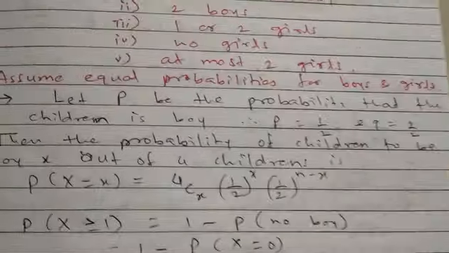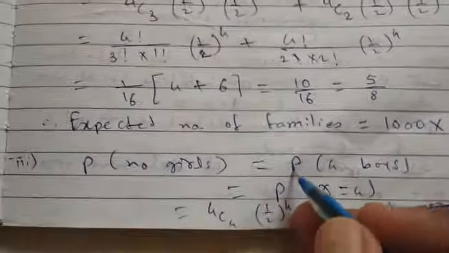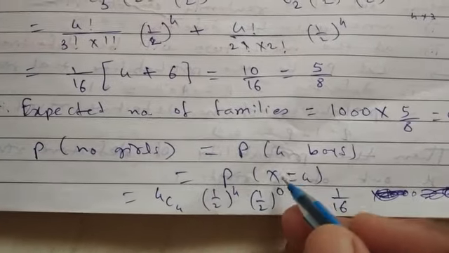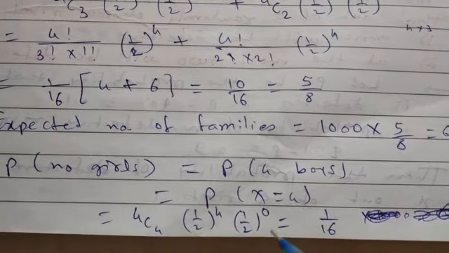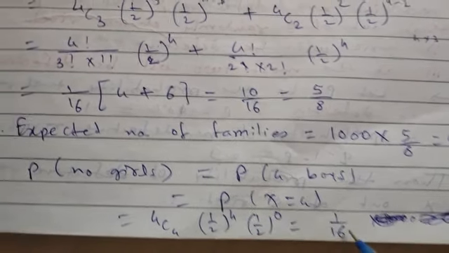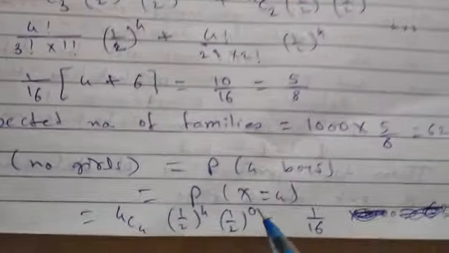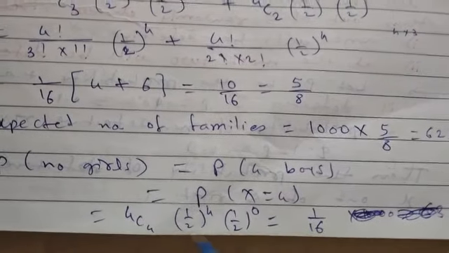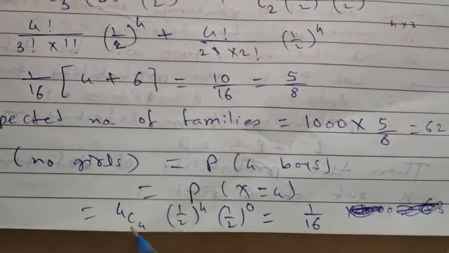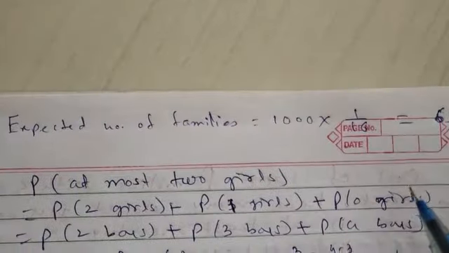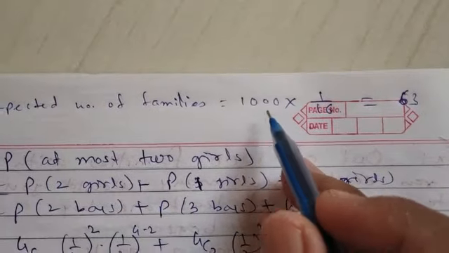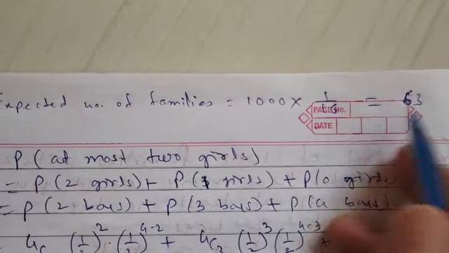Next part is no girls. So probability of no girls means probability of 4 boys, so probability of X equal to 4. So 4C4, 1 by 2 raised to 4, 1 by 2 raised to 4 minus 4, which is 1 by 16, because 1 by 2 raised to 0 is 1. 4C4 means 4 factorial divided by 4 factorial into 4 minus 4 factorial, that is 1. So expected number of families equals 1000 into 1 by 16, which is 63.